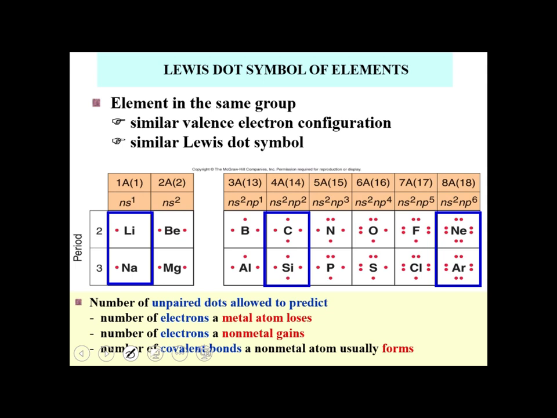So Lewis dot symbols of elements in the same group will have similar valence electrons. So if an element comes from group 1, all of them will have 1 valence electron. Elements from group 2 will have 2 valence electrons, and so on. So they will have quite similar Lewis dot symbols. The only difference is the atom. For example, beryllium and magnesium, both of them will have 2 valence electrons, but the only difference is the symbol of the atom. The position of electrons is just the same.